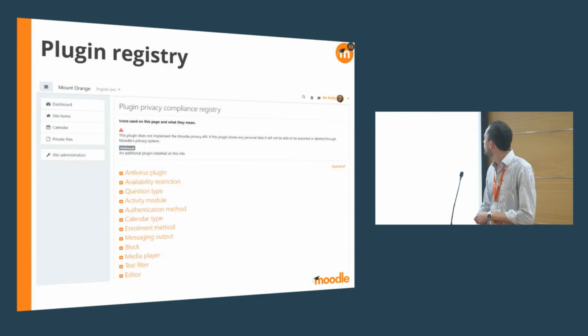So this will list all the plugins in the core distribution, but also additional plugins that you've installed. And if a particular plugin doesn't implement the Privacy API, it means that the personal data stored in that plugin won't be able to be retrieved through the standard data requests. So this will be flagged with a little warning triangle. So then you can decide whether you want to use this plugin on your site or you don't. I guess you have the option to also implement the Privacy API if you've got developers able to work on it. So this is a way to audit all the plugins in your Moodle site.